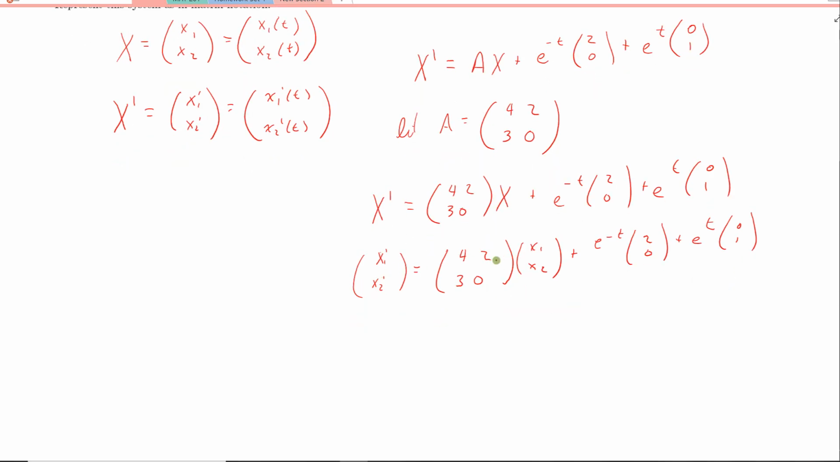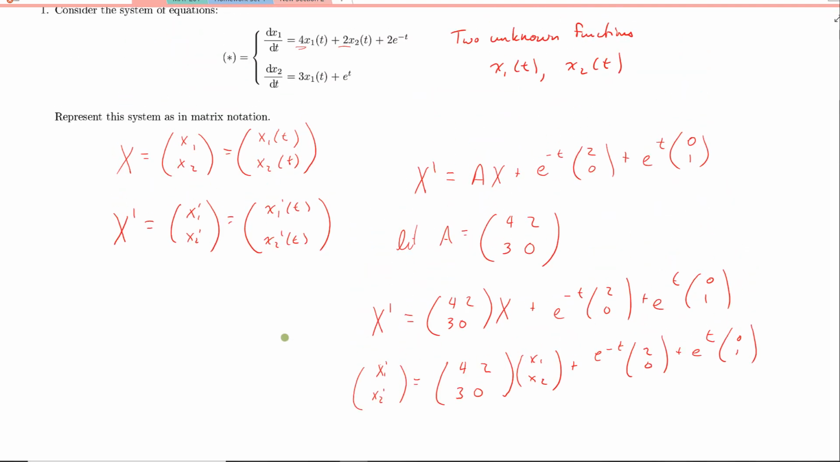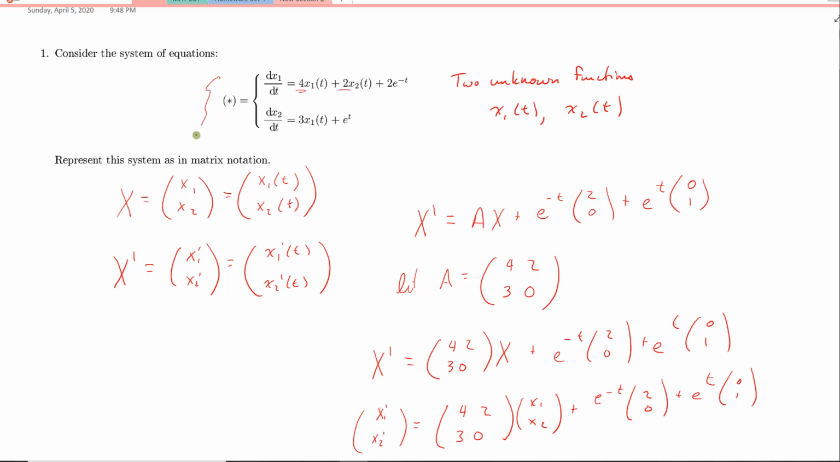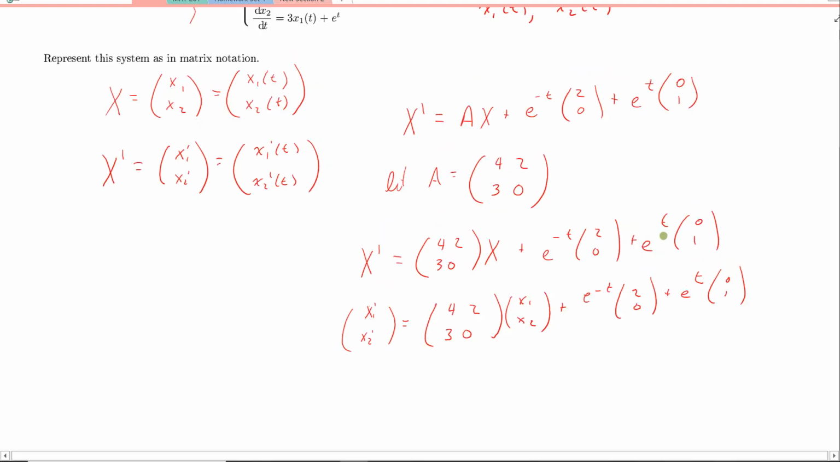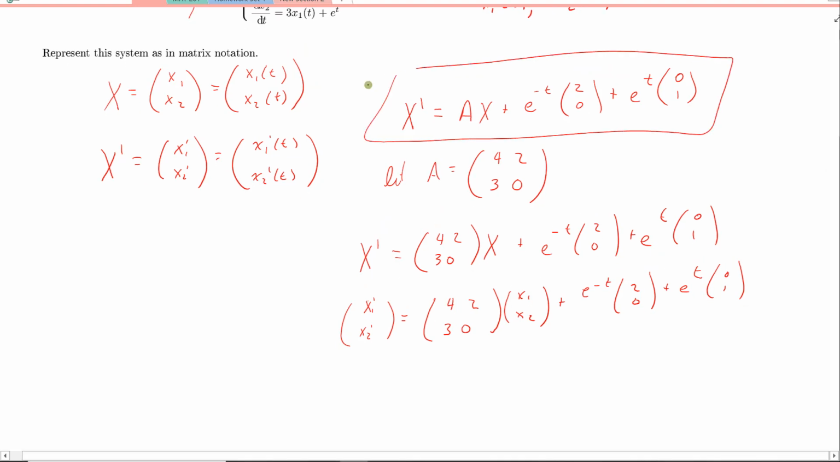And you can see that if we actually did the matrix multiplication here, and then added component-wise, we'd be back at our original system of differential equations. But this is how we're going to represent that entire system as just a single matrix equation. So we'll practice that in the next example, and then we'll move on to some additional examples later on in the document.